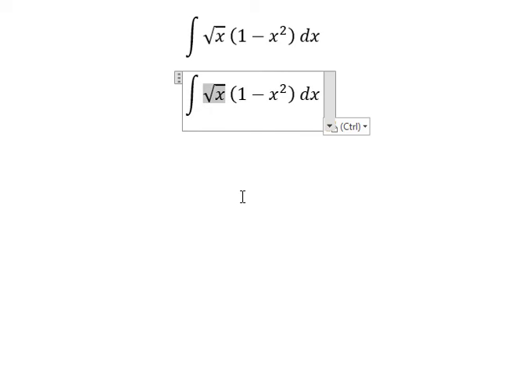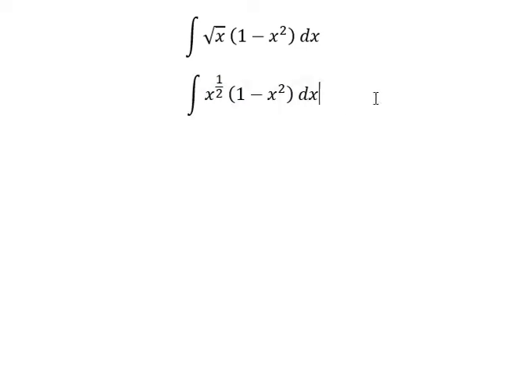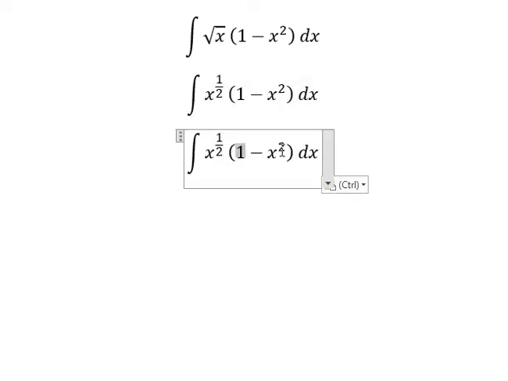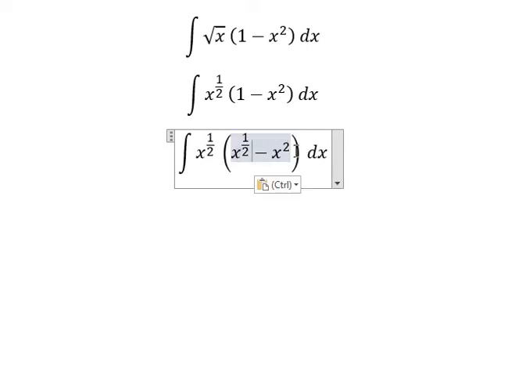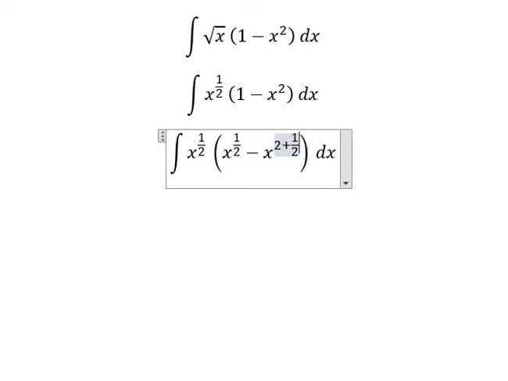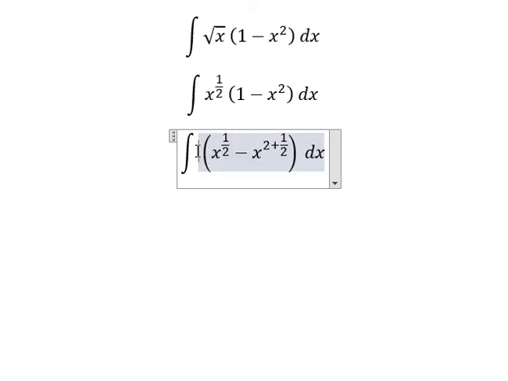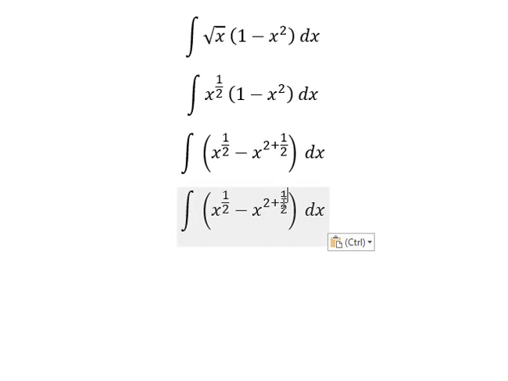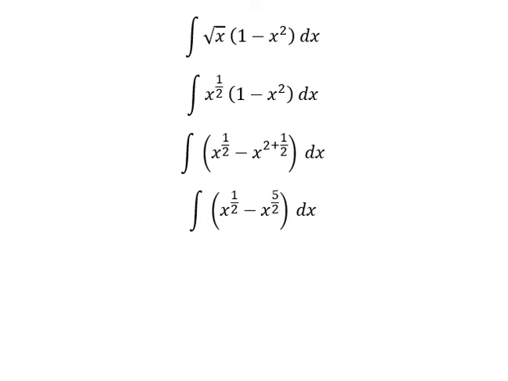About this one, we have s to the power of 1 over 2. Next, this one multiplied by number 1 and s squared in here. So this one we have 5 over 2, and now we have the formula in here.